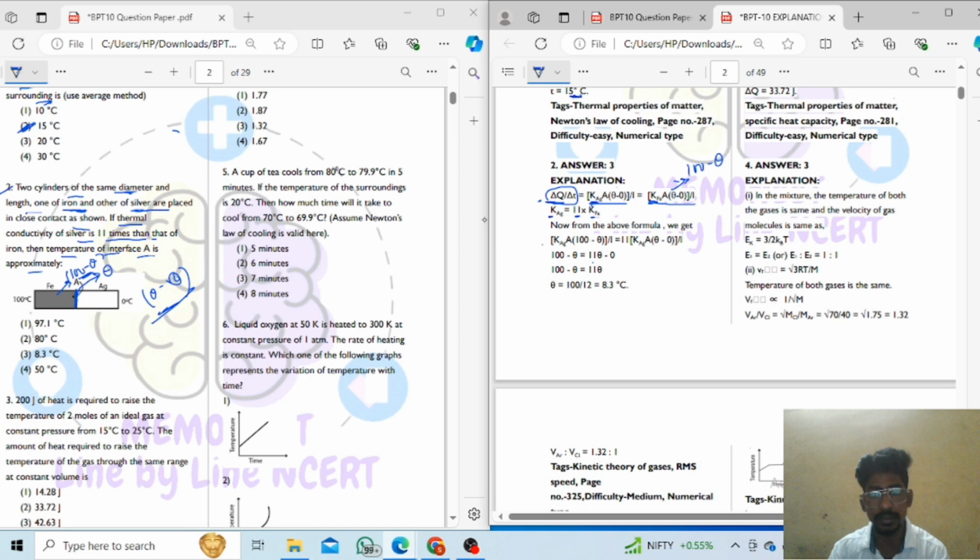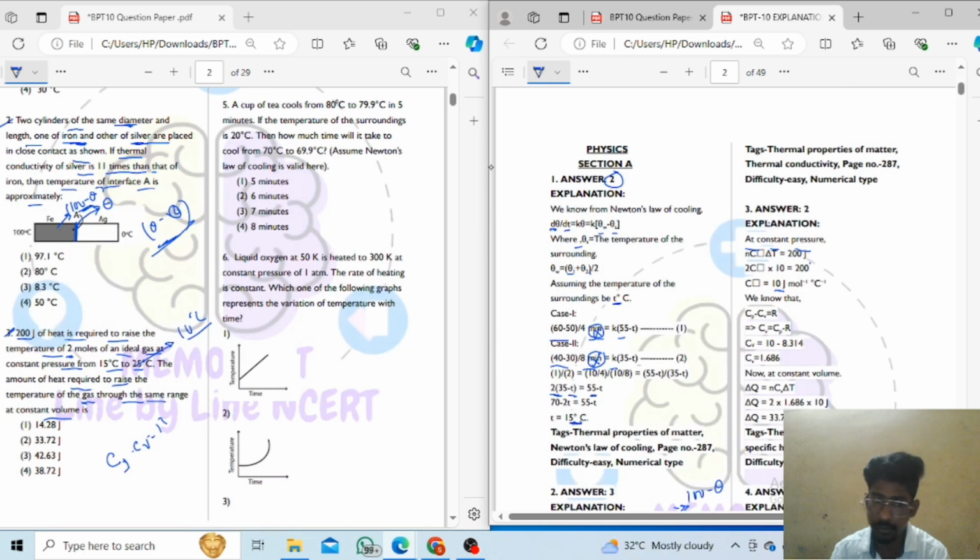So from that you can say Cp equals 10 joule, and we already know Cp minus Cv equals R, as I already told you. That means Cv will become Cp minus R. Cp is already 10, and the value of R is 8.314 in SI, and in CGS it will become 8.314 into 10 to the power 7. If you take this, you will get Cv equals 1.686.